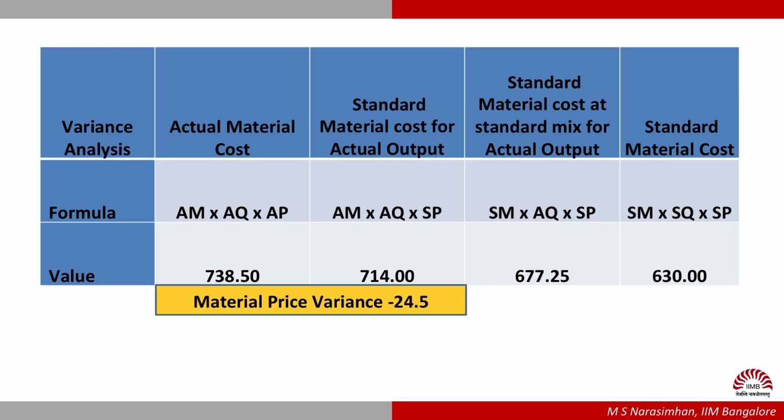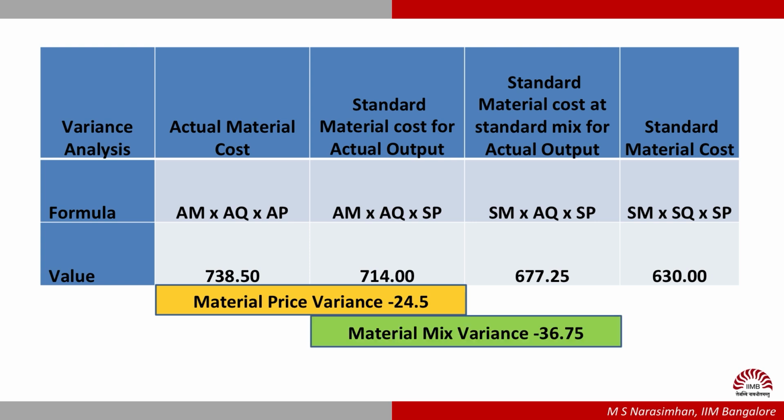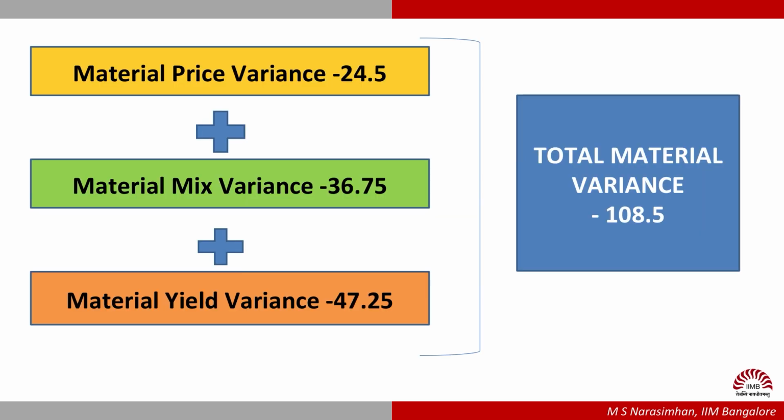The difference between the first and second value is the material price variance. The difference between the second and third value is called material mix variance. The difference between the third and fourth value is called material yield variance. In this case, all the three values are negative or adverse. The price variance is 24 rupees 50 paise adverse. Mix variance is 36.75 and yield or usage variance is 47.25. The total difference is 108.5.